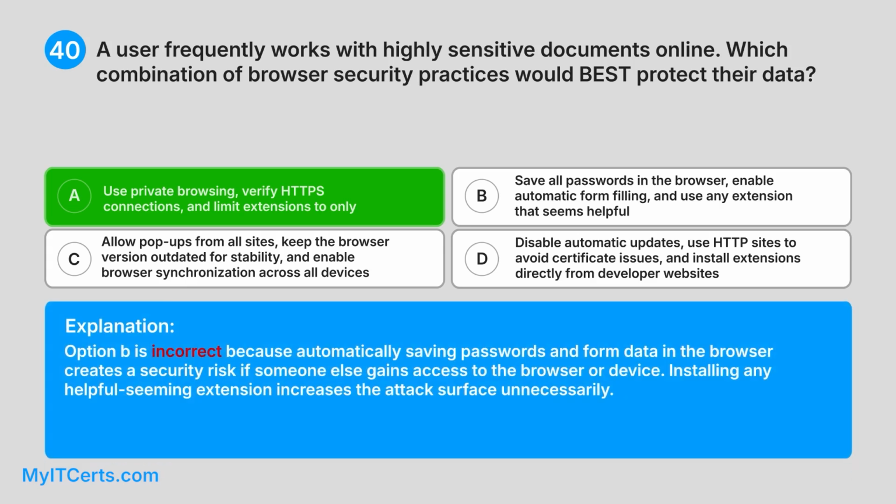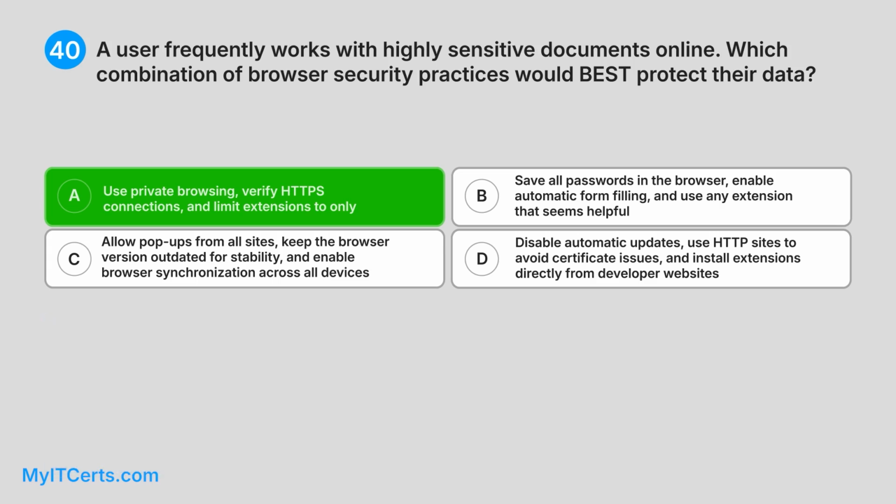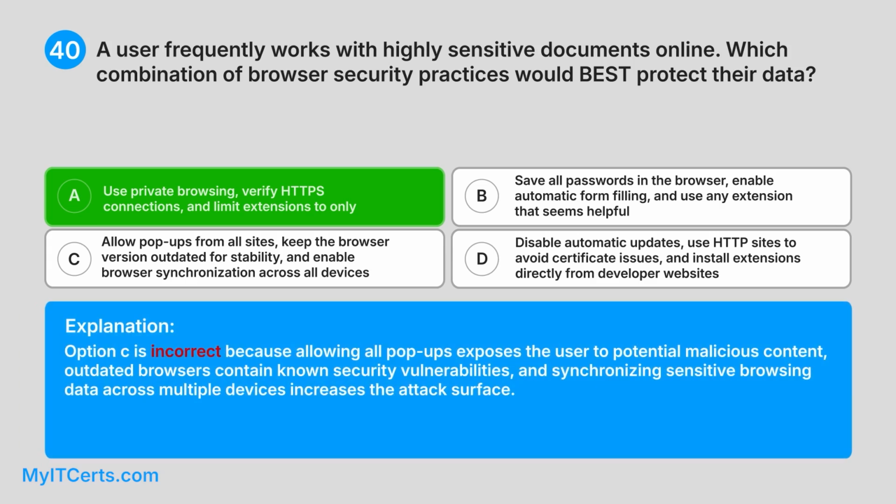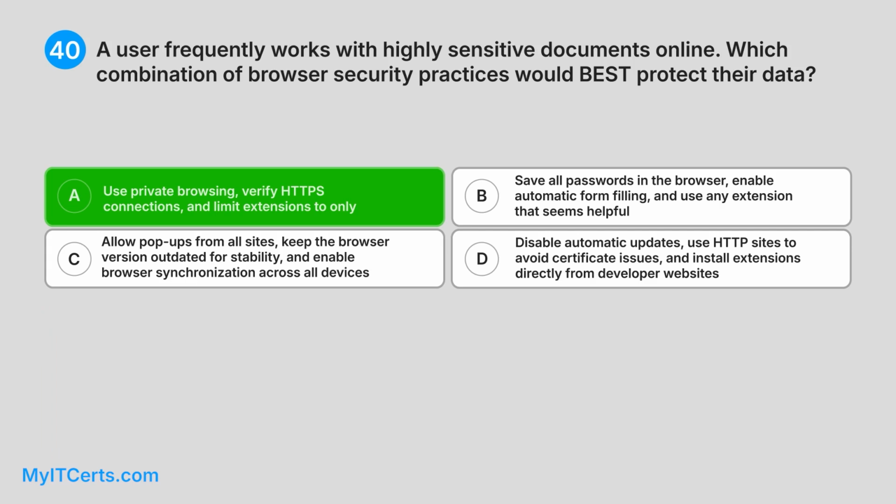Option B is incorrect because automatically saving passwords and form data in the browser creates a security risk if someone else gains access to the browser or device. Installing any helpful-seeming extension increases the attack surface unnecessarily. Option C is incorrect because allowing all pop-ups exposes the user to potential malicious content. Outdated browsers contain known security vulnerabilities, and synchronizing sensitive browsing data across multiple devices increases the attack surface.